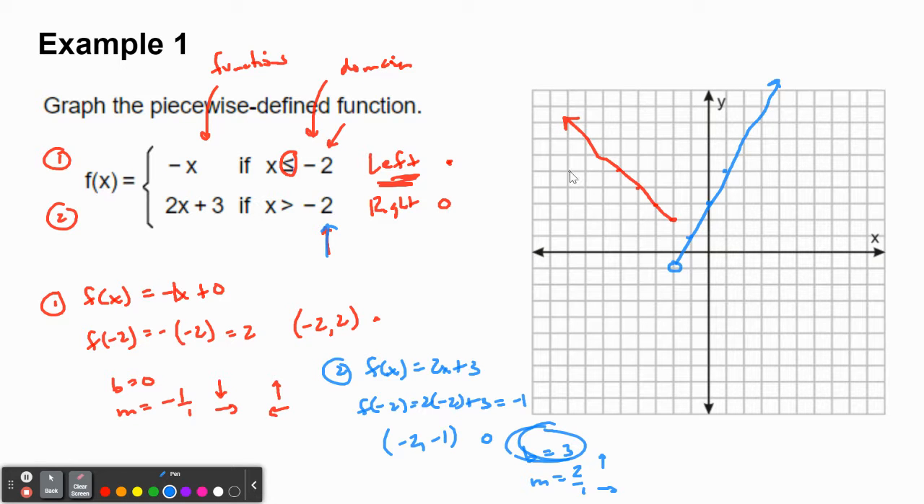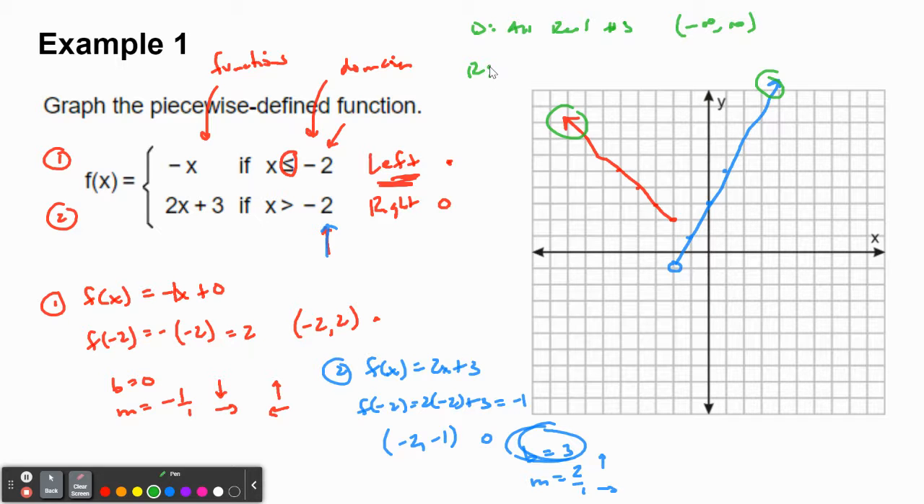Now, what would be the overall domain of this function? Well, notice you have arrows here and here. Arrow here, arrow here. So this includes everything to the left and everything to the right. So this domain would be all real numbers. Again, that's negative infinity to infinity with parentheses.